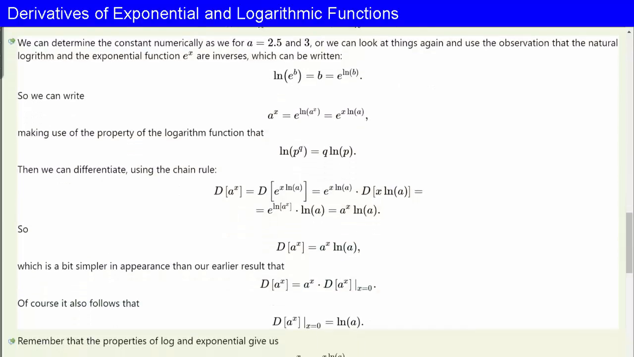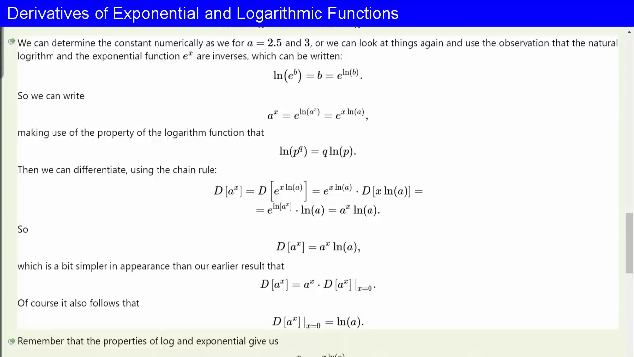We can determine the constant numerically, as we did earlier, for a equal 2.5 and a equal 3, or we can look at things again and use the observation that the natural logarithm and the exponential function are inverses, which can be written, the log of e to the b is b, and the exponential of log b is also b. So you can write a to the x as e to the natural log of a, to the x. But the natural logarithm has the property, in fact every logarithm has the property, that the log of a to the x is just x log a. So a to the x is e to the x log a.